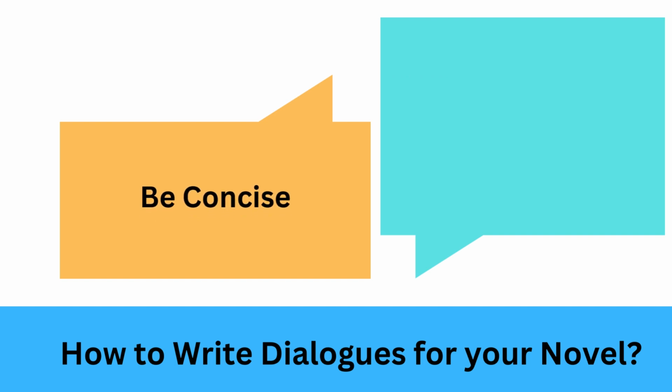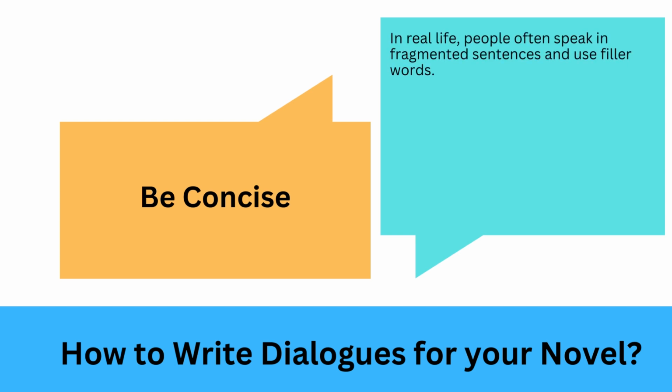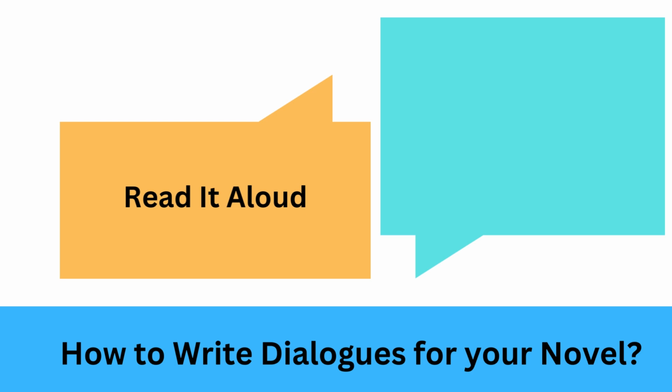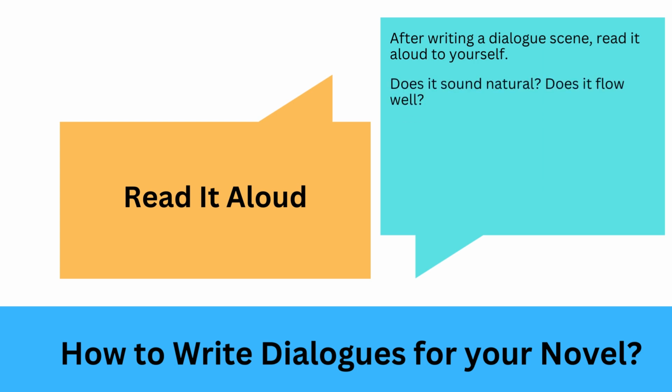Be concise. In real life, people often speak in fragmented sentences and use filler words. In writing, it's best to trim these down to keep the dialogue concise and engaging. Every line of dialogue should serve a purpose. Read it aloud. After writing a dialogue scene, read it aloud to yourself. Does it sound natural? Does it flow well? Listening to it can help you identify awkward or forced dialogues.